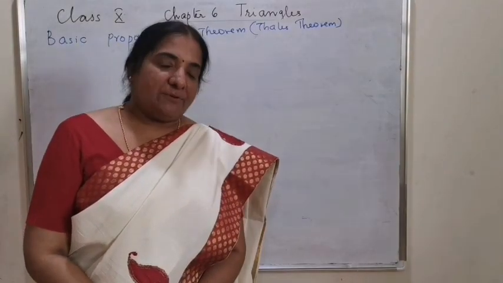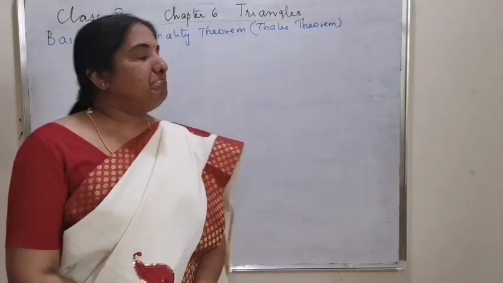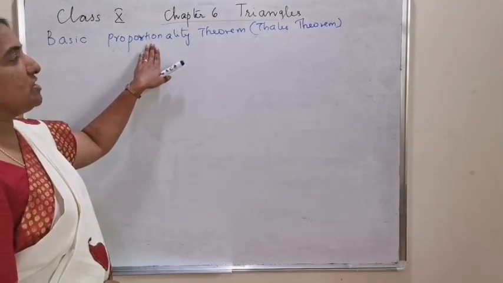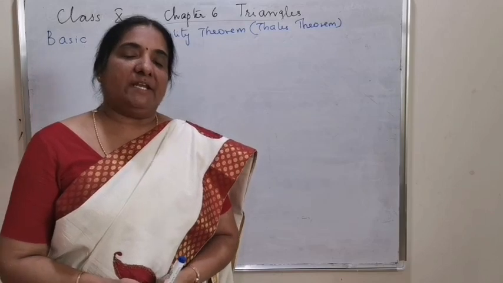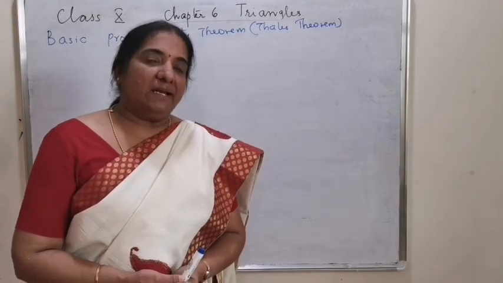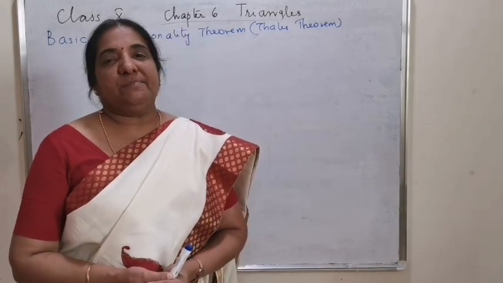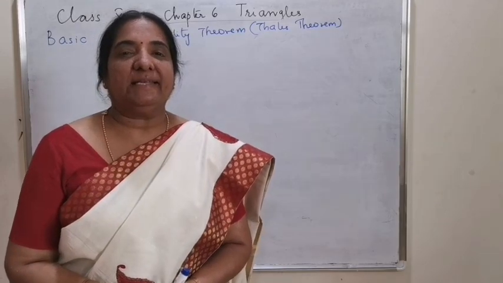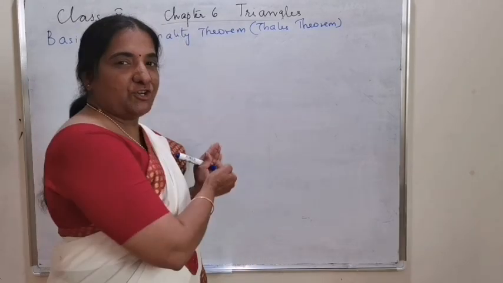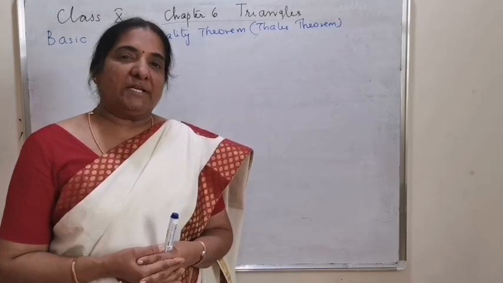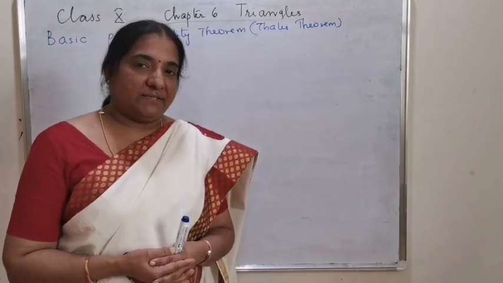The first theorem in this lesson is the basic proportionality theorem, or Thales theorem. The name of the mathematician is Thales. So the first theorem is the basic proportionality theorem. While explaining, I will draw the figure so that it's easy for you to understand.